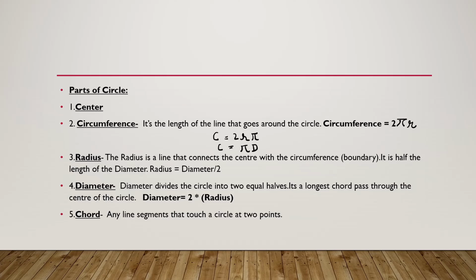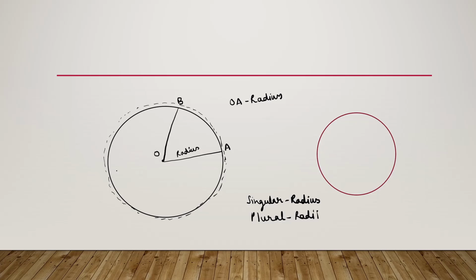So what is diameter? Diameter divides the circle into two equal halves. It's the longest chord, passing through the center of the circle, and the formula for the diameter is diameter equal to twice the radius. You see in this figure, this whole line BA is the diameter of the circle, and this is twice the radius.